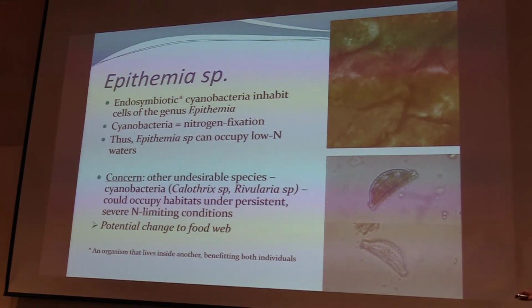macroinvertebrates and for fish. The concern is that if you have persistent, hard nitrogen limitation, you're going to get other things showing up. We do see Calothrix in the system. Rivularia appears in the system. So you have blue-green algae or cyanobacteria that could come into this system as well. We just have no idea what would happen under a different representation. And those would affect the food web.